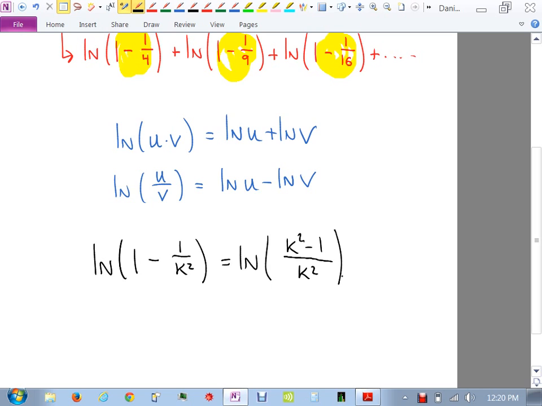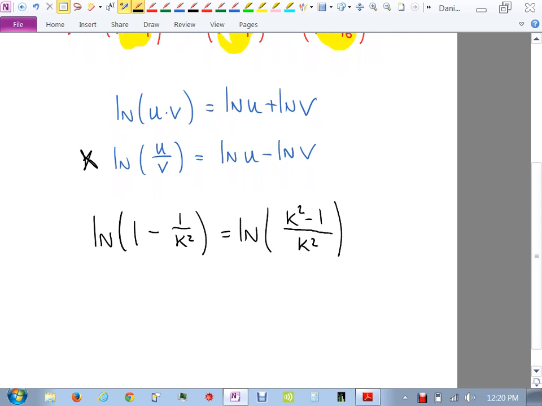Common denominator? Right? And now can't I use this log property right here and rewrite that as natural log of k squared minus 1 minus natural log of k squared? And the square comes out for the second term? It could on the second one, but you might run into a little bit of trouble if you do that.